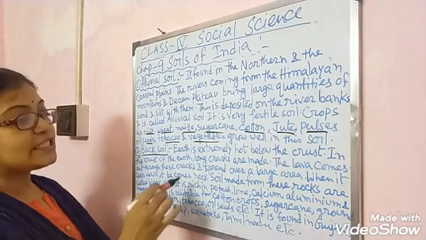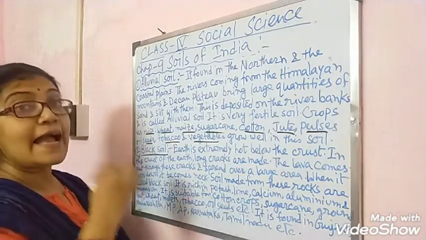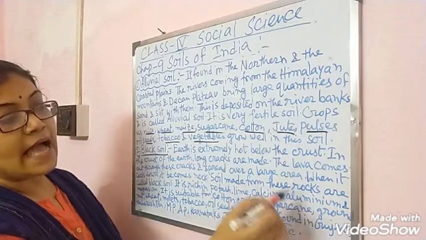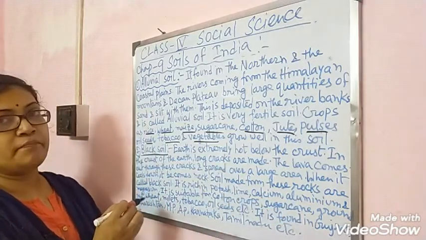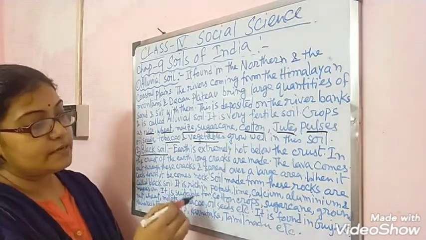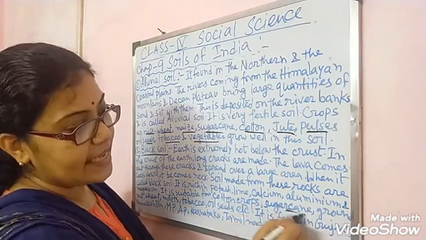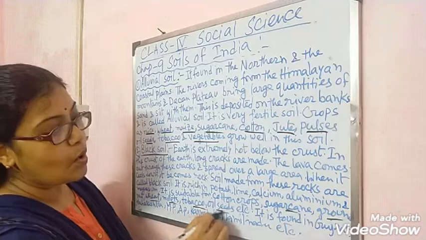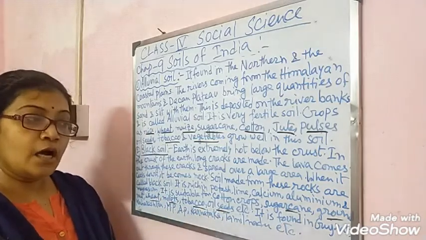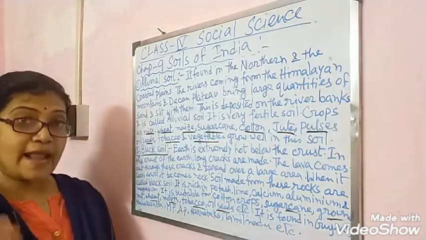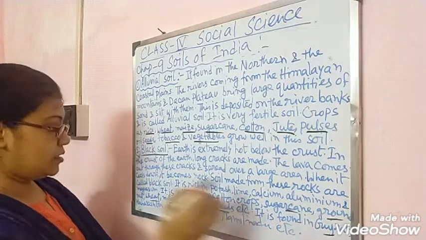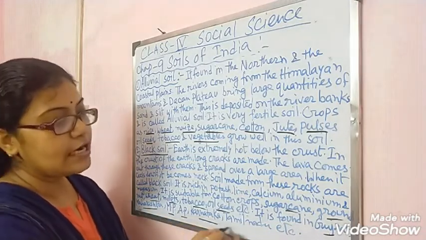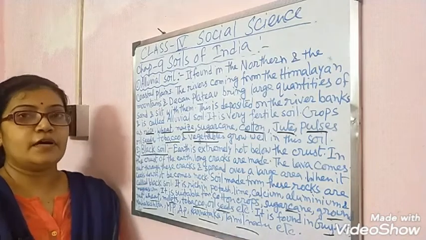It is rich in potash, lime, calcium, aluminium and magnesium. Black soil is suitable for cotton, sugarcane, groundnut, wheat, millets, tobacco, oilseeds, etc. Black soil is found in Gujarat, Maharashtra, Madhya Pradesh, Andhra Pradesh, Karnataka, Tamil Nadu, etc.